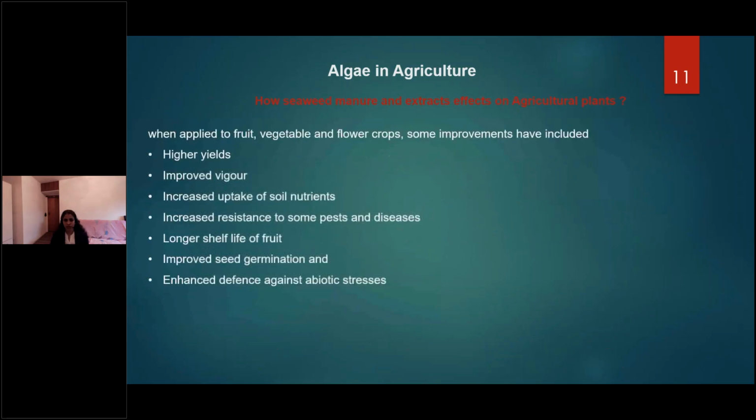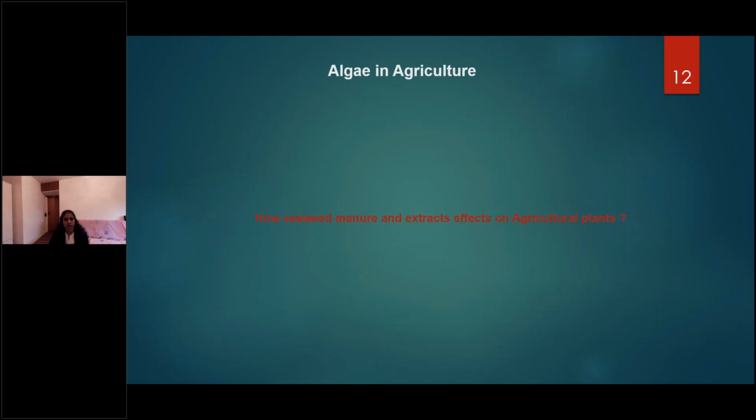How do seaweed manure and extracts affect agricultural plants? When we apply seaweed manure or extracts to fruit, vegetable, and flower crops, some improvements have included higher yields, improved seed vigor, and improved uptake of soil nutrients. It increases resistance to some pests and diseases, increases the shelf life of fruits, improves seed germination, and enhances defense against abiotic stresses. That is why we have to use these manures or extracts in agricultural plants.